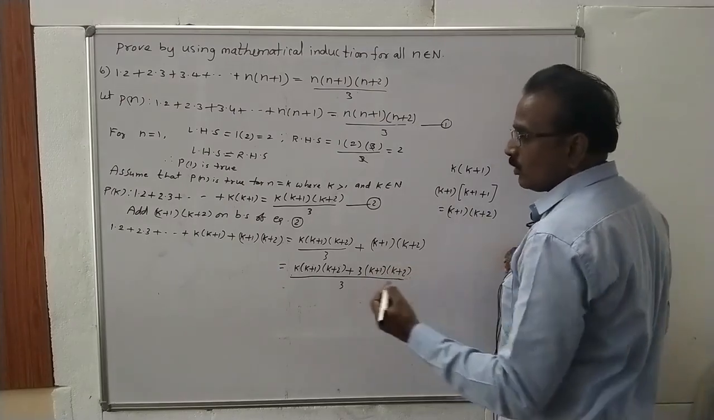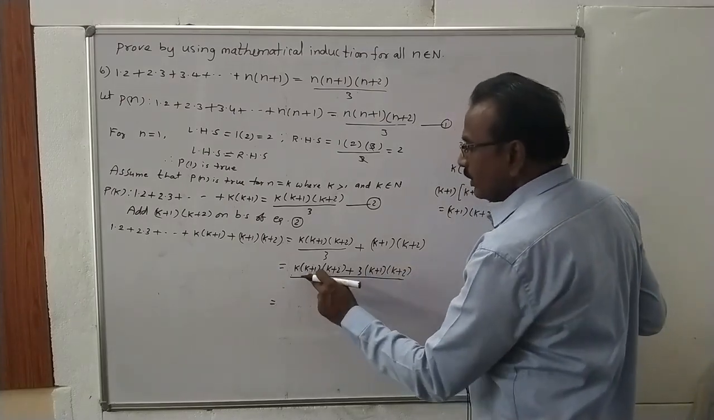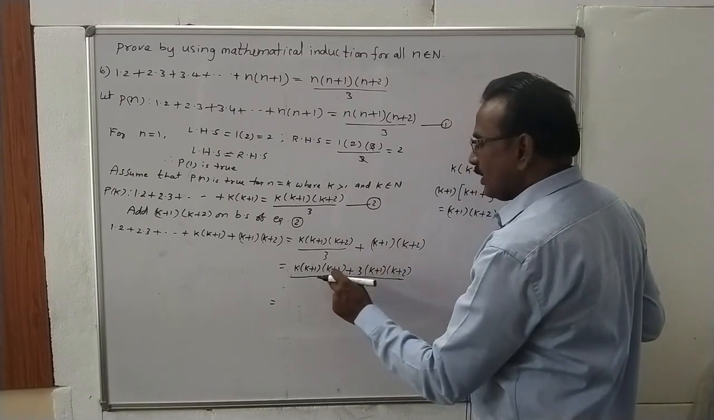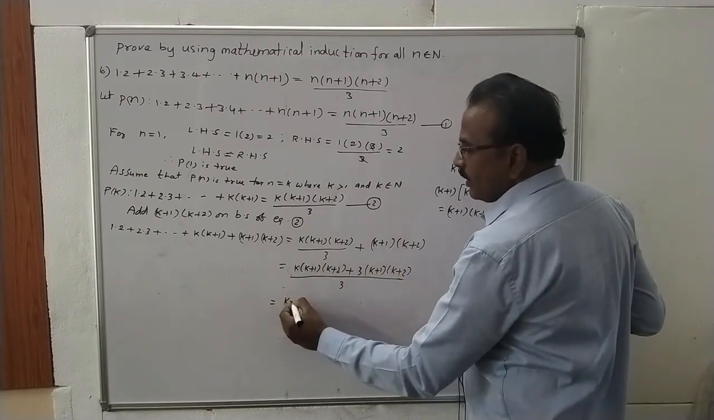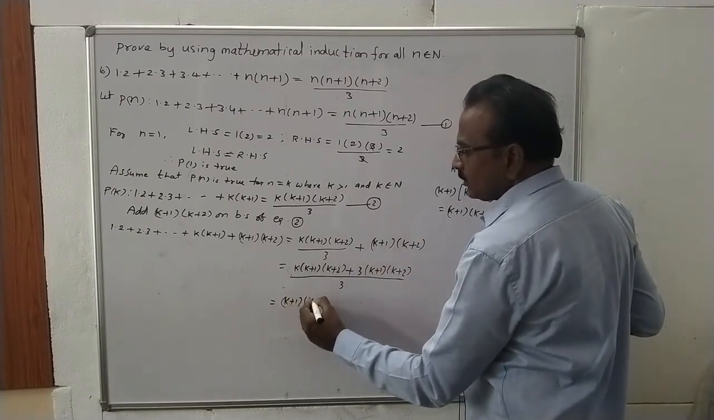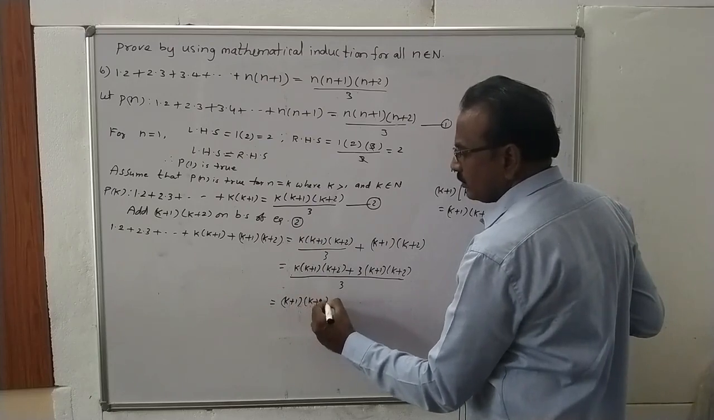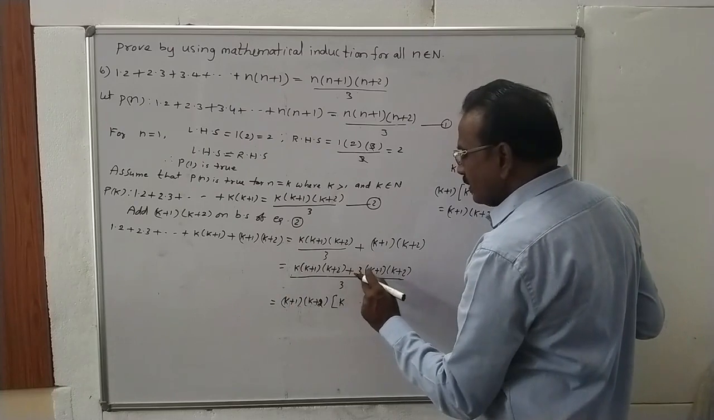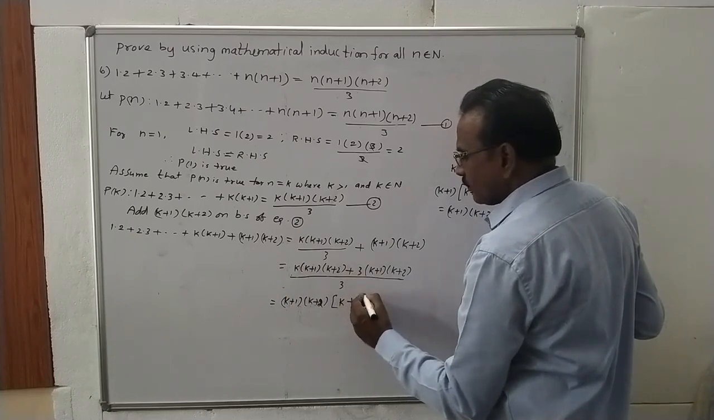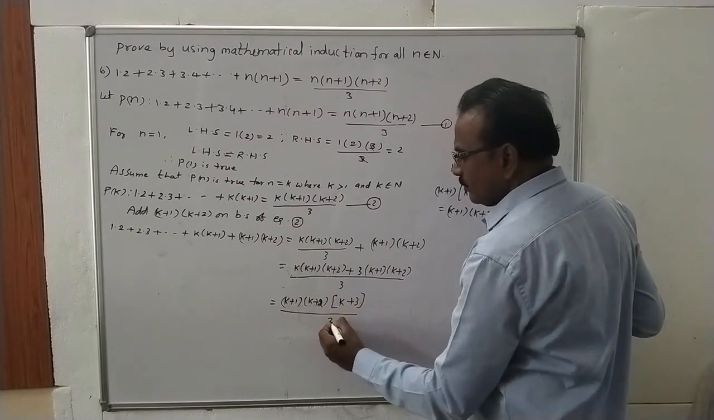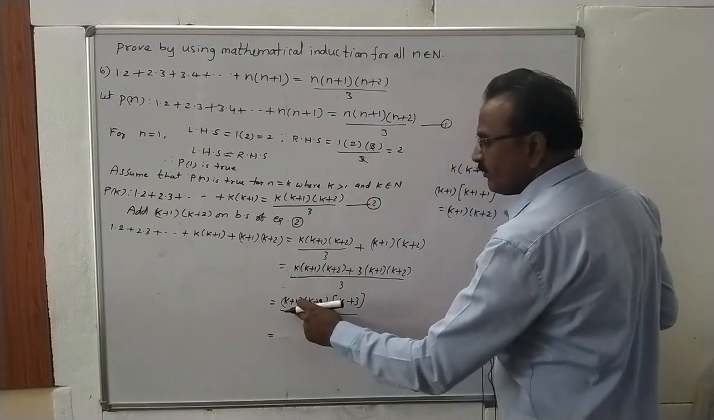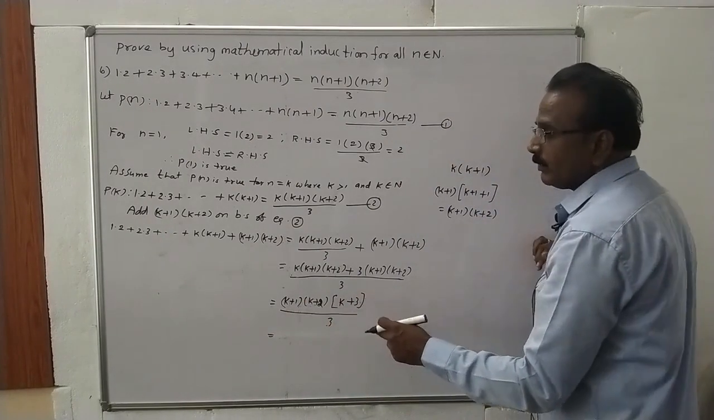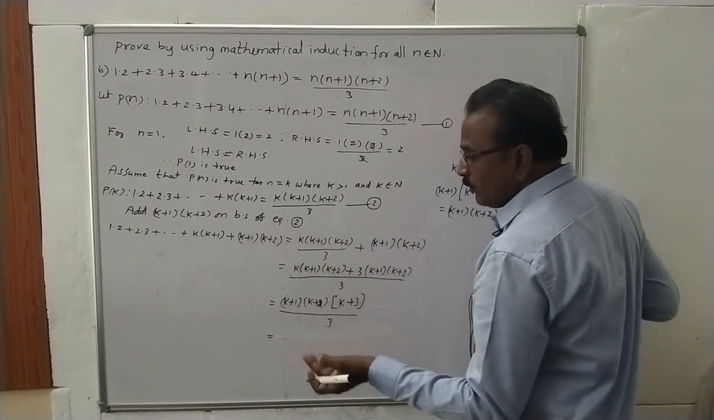Next step, common. What is common? k plus 1 is common, k plus 2 is common. Take k plus 1 into k plus 2 outside. Remaining in the first term is k, remaining in the second term is 3, divided by 3. So all are linear factors: k plus 1, k plus 2 and k plus 3. So no need to factorize.